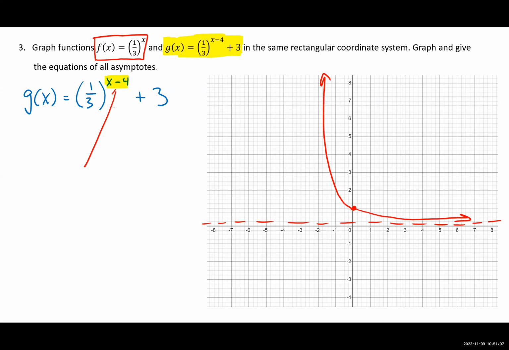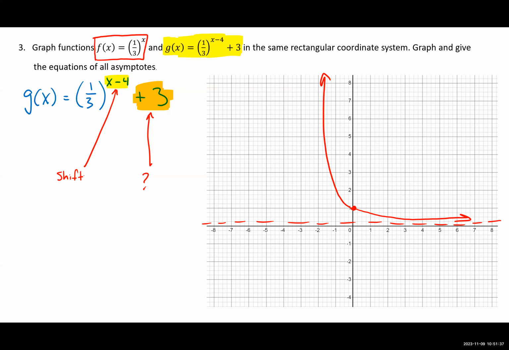So what does the minus 4 do? And then we've got a plus 3. What does the plus 3 do? Well, it's just similar to the last problem. Horizontal shift and a vertical shift. So that minus 4, which is part of the exponential part of the function, that's going to shift in the horizontal direction.